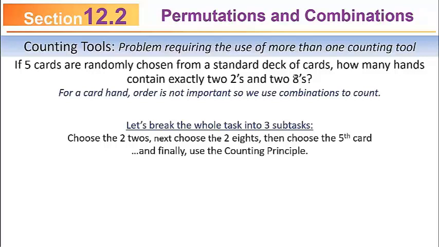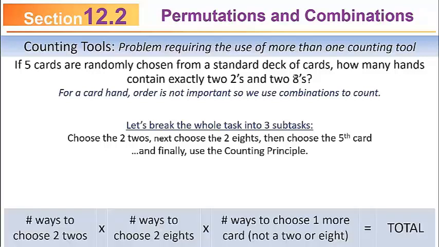The first stage, you're going to choose your 2s. Second stage, you're going to choose your 8s, and if you're going to choose 2 2s and 2 8s, and there are 5 cards, that means you've also got to choose a 5th card. So think about this. You're going to take the number of ways to choose your 2 2s. You're going to find the number of ways to choose your 2 8s, and then you're going to find the number of ways to choose your one more card. That makes the 5th card that can't be a 2 or an 8, because we only want exactly 2 2s and exactly 2 8s. So if that 5th card were either a 2 or an 8, we would have more than 2 2s or more than 2 8s.